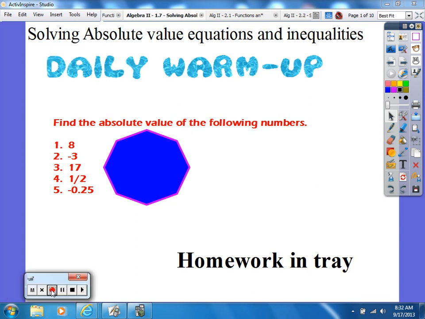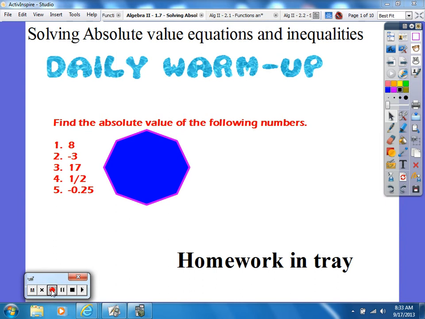Alright, so today we have you working on solving absolute value equations and inequalities. So I had you start with these first 5 problems. Let's start with Tim. Tim, what'd you get for number 1? 8. 8 is correct. Tim, pick somebody.